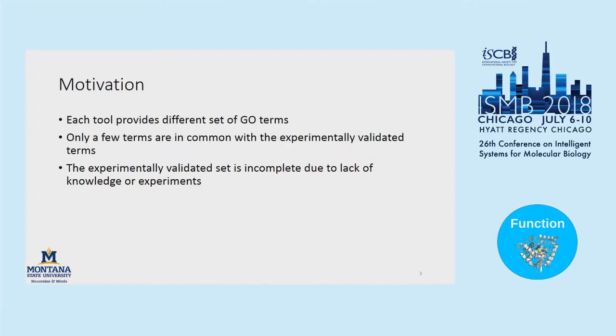As I mentioned in the previous slide, each tool provides a different set of GO terms, and only a few terms are in common with the experimentally validated terms. The next problem is that the experimentally validated set is incomplete due to the lack of knowledge or experiments. These problems have some consequences, like how would a biologist select a tool, or how would the developer test their tool.